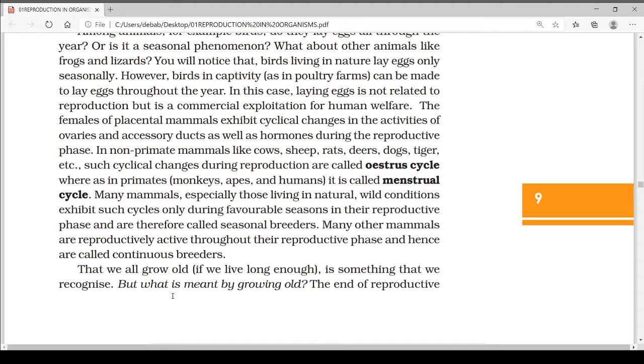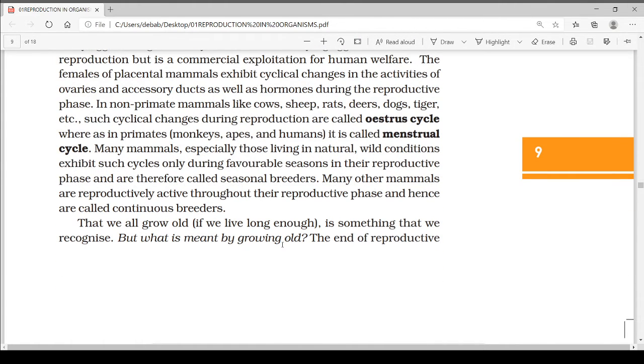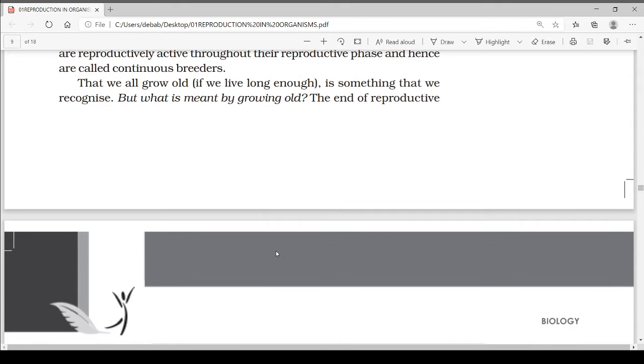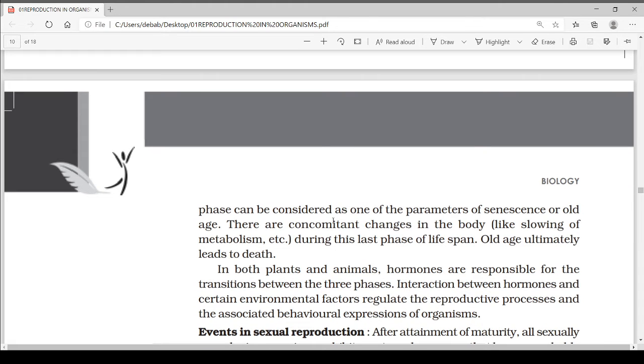That all of us will grow old if we live long enough is something that we recognize. But what is meant by growing old? Here, growing old means the end of the reproductive phase, which can be considered as one of the parameters of senescence or old age. So the stages are vegetative, reproductive, and senescence. There are concomitant changes in the body, like slowing of metabolism. During the last phase of lifespan, old age ultimately leads to death.